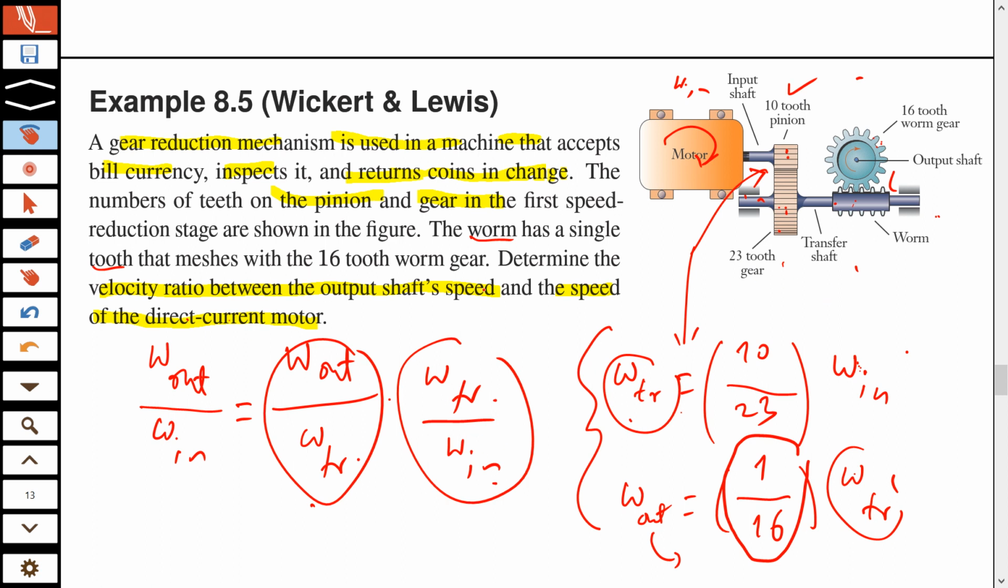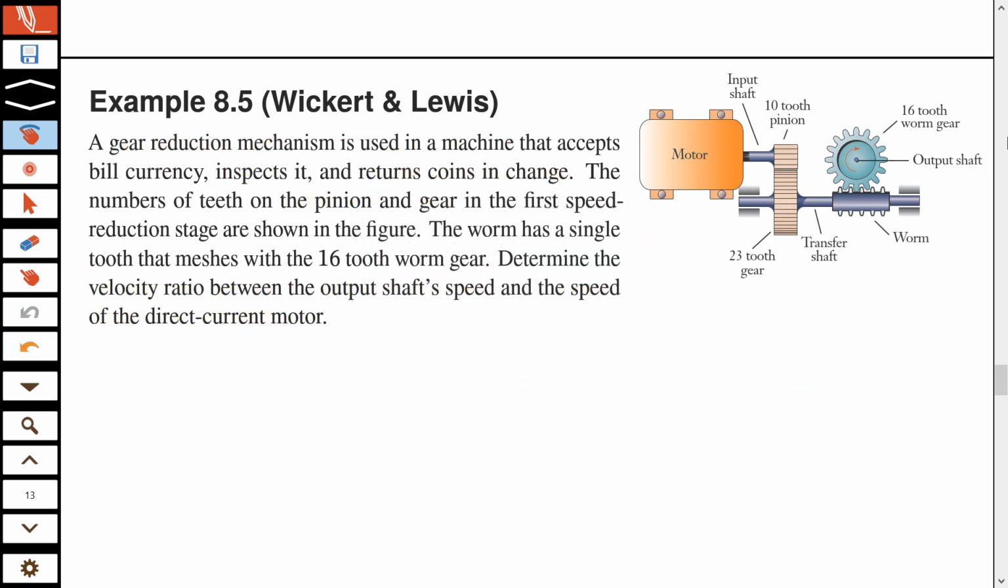Okay. So now if I remove all the annotations, the punchline for this new name is this: the worm has a single tooth that meshes with a 16 tooth worm gear. Now if you understand this, this leads to that ratio of 1 to 16, and that solves your problem because that ratio allows you to relate the speed of the transfer shaft to the output speed basically. This was your output speed, right?